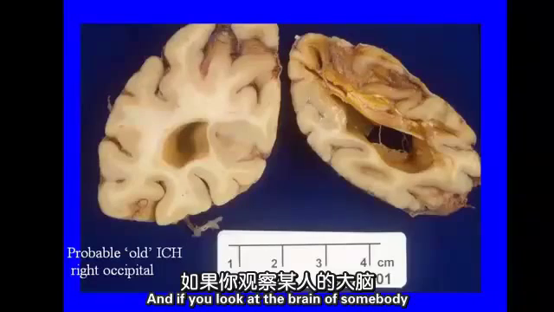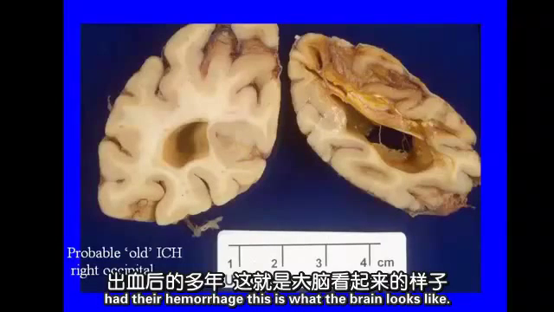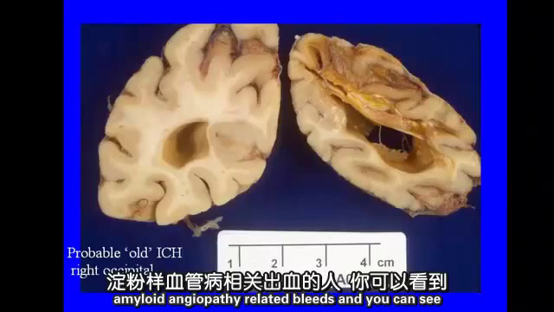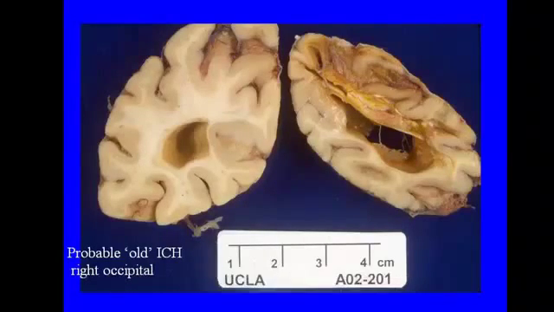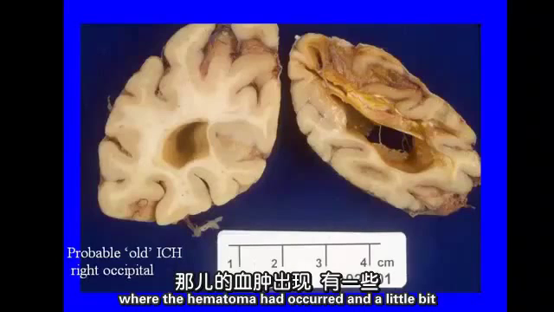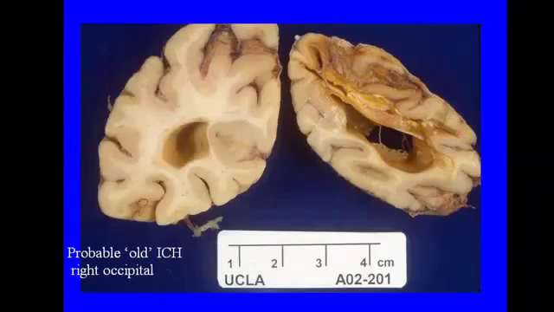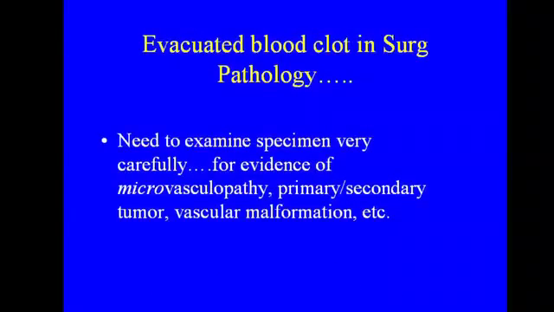And if you look at the brain of somebody with amyloid angiopathy many years after they've had their hemorrhage, this is what the brain looks like. This is an individual who had multiple amyloid angiopathy-related bleeds. And you can see there's cystic collapse of the right parietal lobe where the hematoma had occurred, and a little bit of orange-brown discoloration here related to the previous hemorrhage.